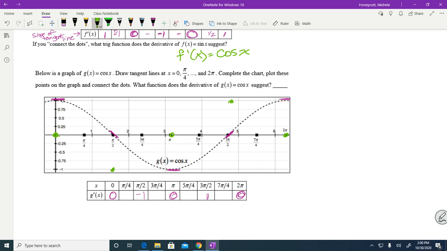So if I connect these points, oh, it's another wave. It looks like sine, but it's backwards, or the opposite. So this is actually negative sine.